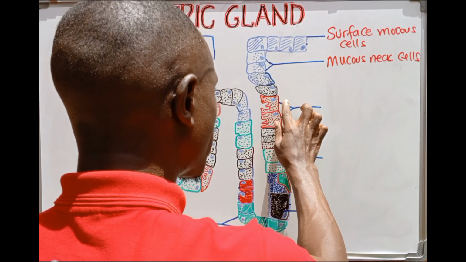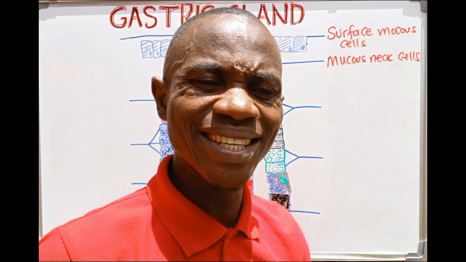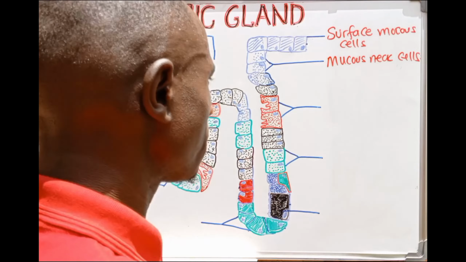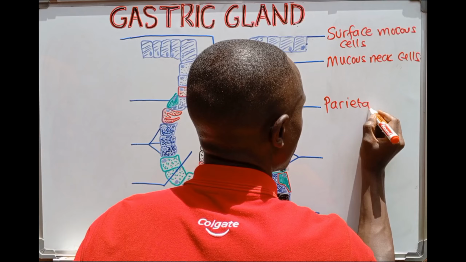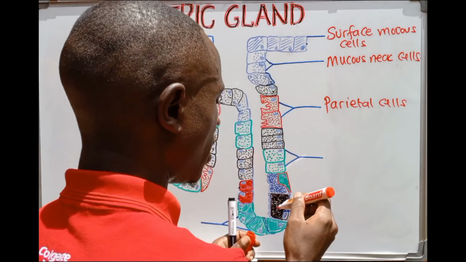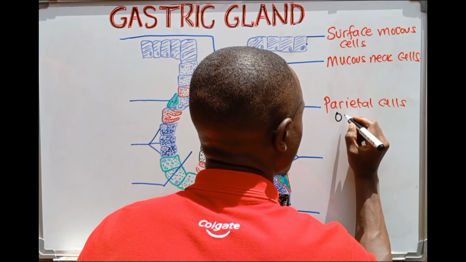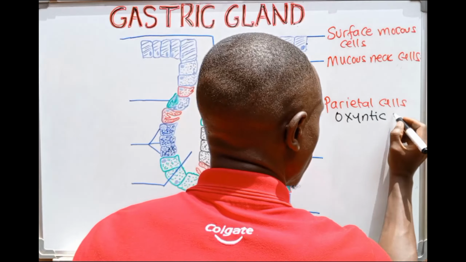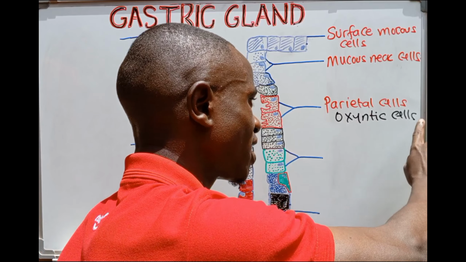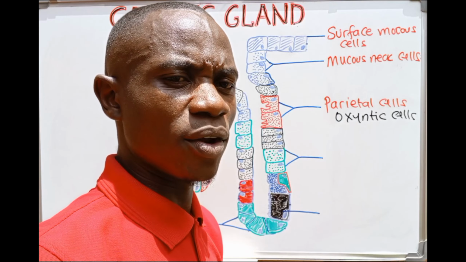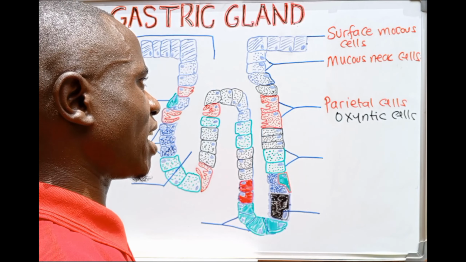Then as we come down here, we also have these cells. These cells are very important in the production of hydrochloric acid and intrinsic factor. You know how these cells are called? These are the parietal cells. Another name for the parietal cells is the oxyntic cells. So if you don't want to call them parietal cells, you call them oxyntic cells. They produce hydrochloric acid and intrinsic factor, which aids in the absorption of vitamin B12. It is also another beautiful thing.